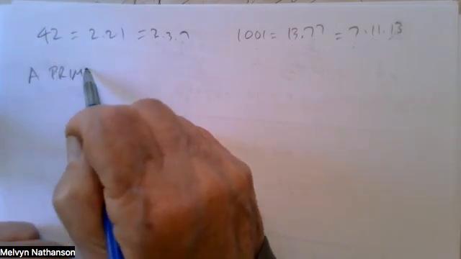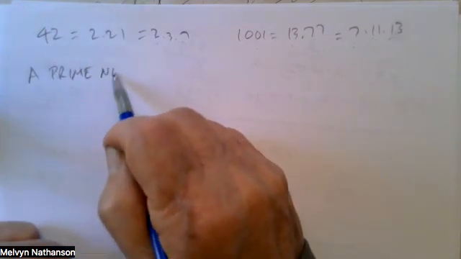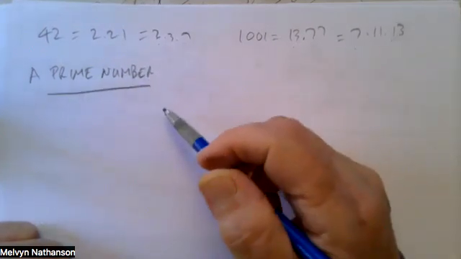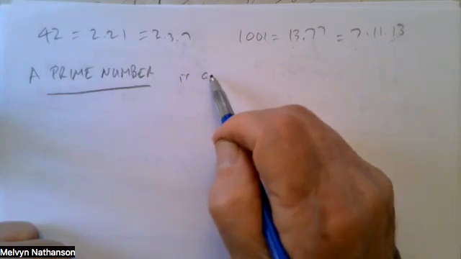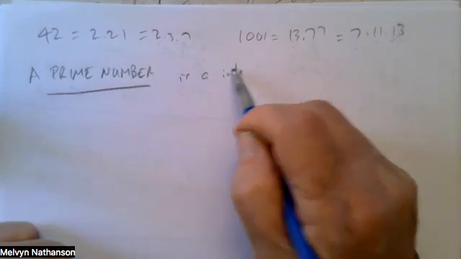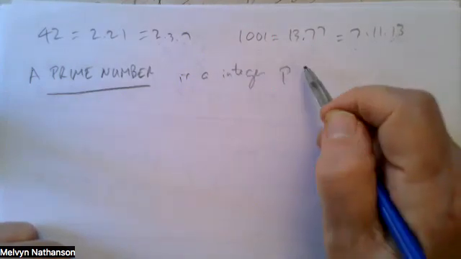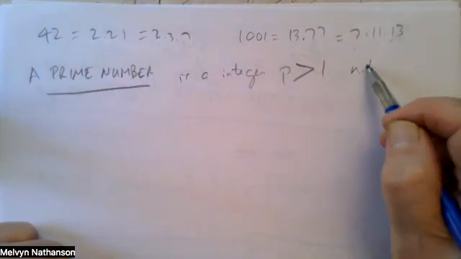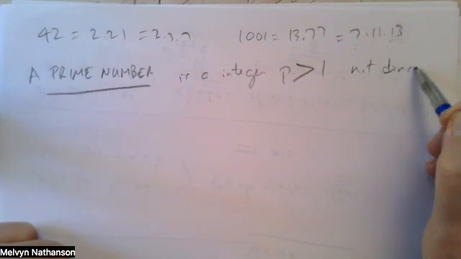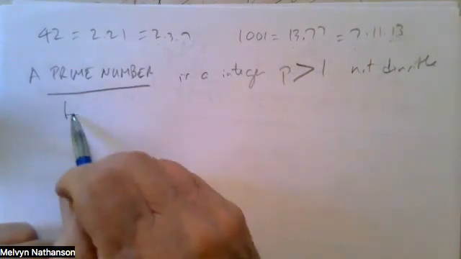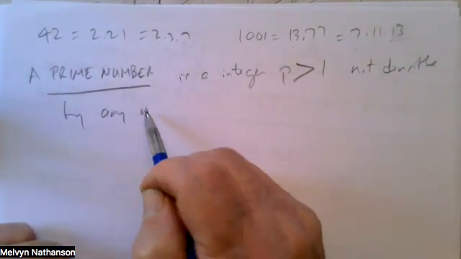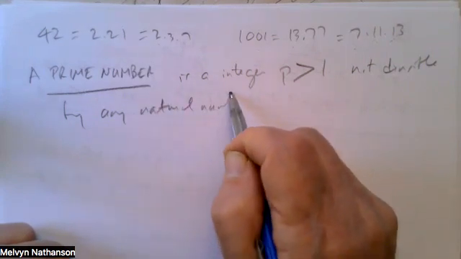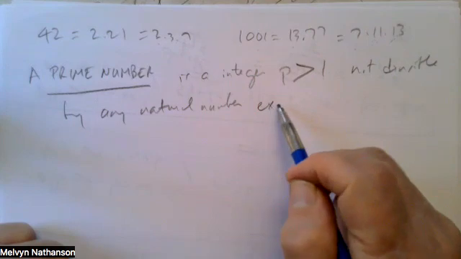So a prime number is an integer, let's say p, strictly greater than 1, that is not divisible by any natural number except itself and 1.